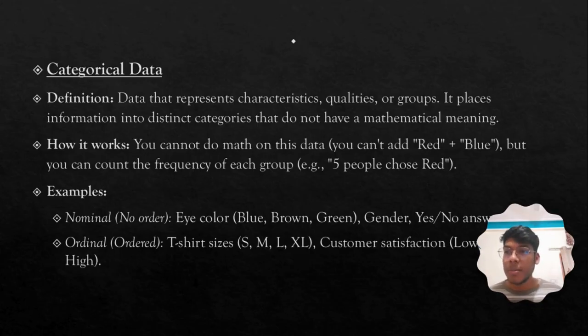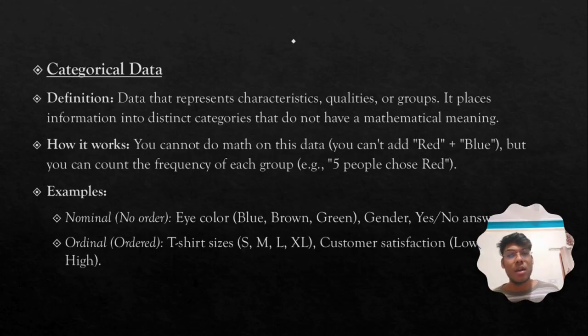So it places information into distinct categories that do not have a mathematical meaning. Yes, dividing things into multiple categories that do not have a mathematical meaning. So how does this categorical data work? You cannot do math on this data. You can't add red or blue, but you can count the frequency of each group.